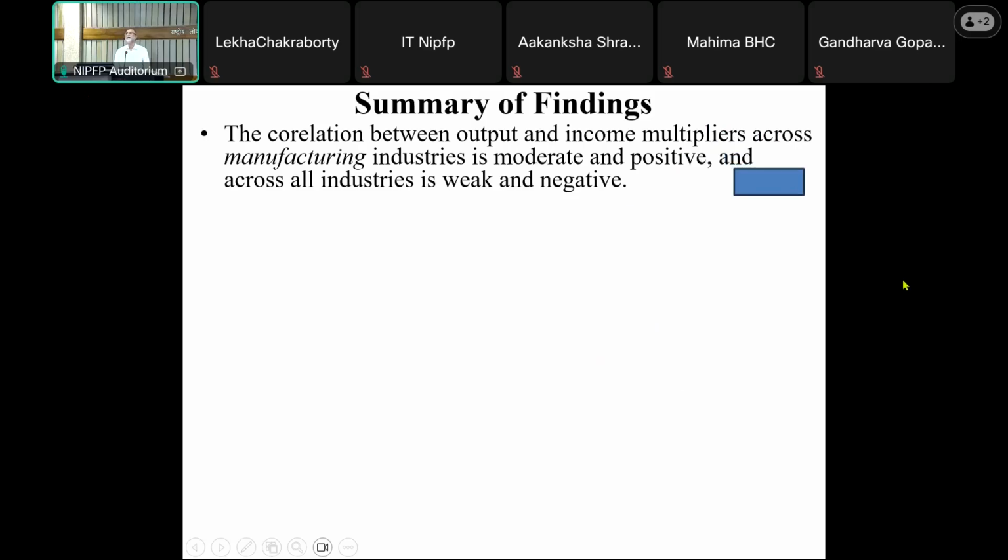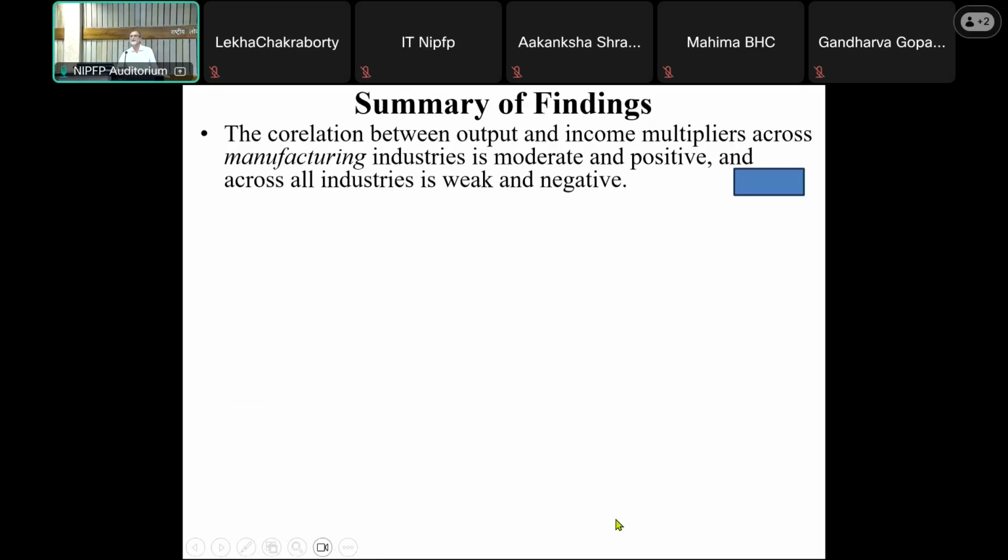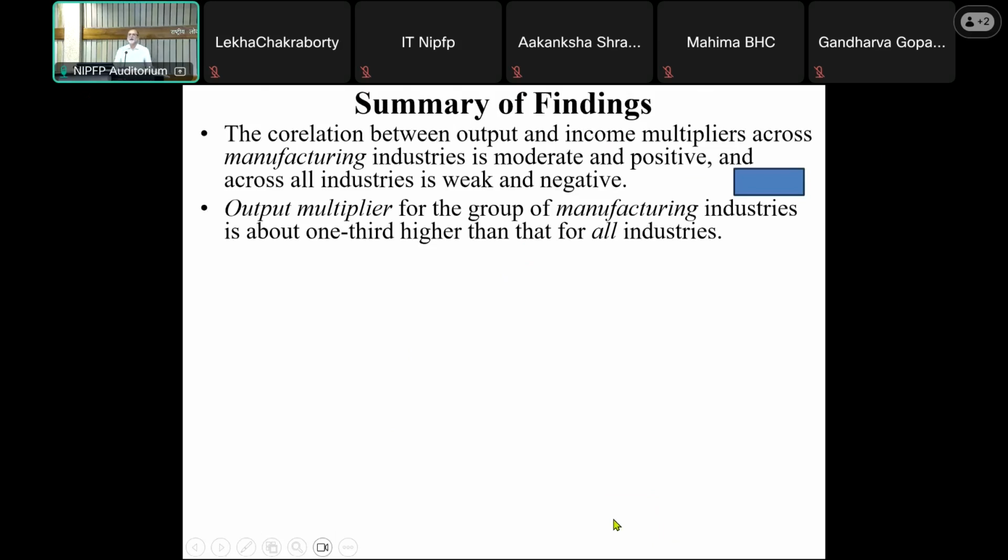So this is only to go back to that table, which shows that this is moderate and positive, and this is negative and weak across the set of all industries. But for the output multiplier for manufacturing as a whole, you take a weighted average, because of the way the input output tables are organized. There can be an industry which is only 0.001% of the whole output, and there can be another industry which is almost 16-17% of the output. So to make sense of it, we need to do some weighted average.